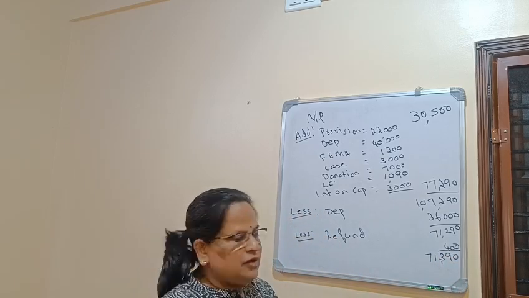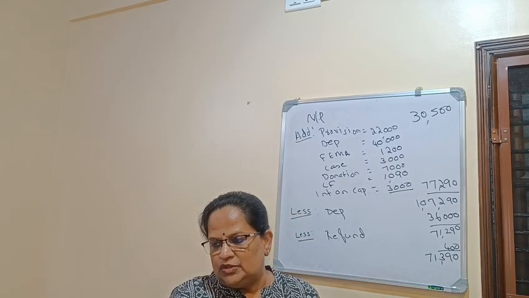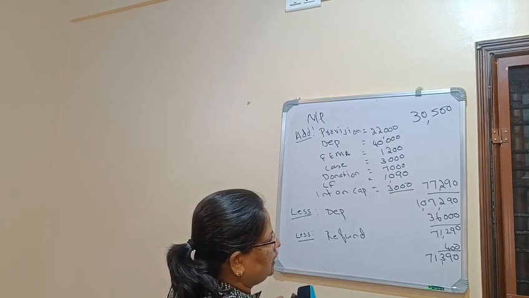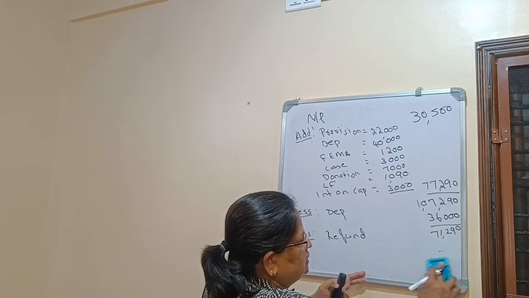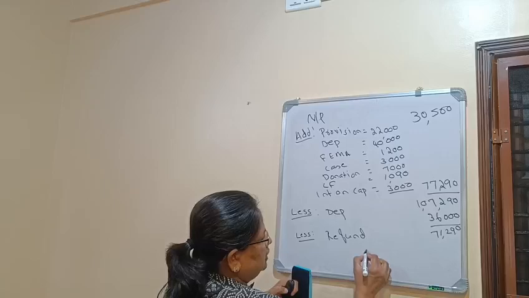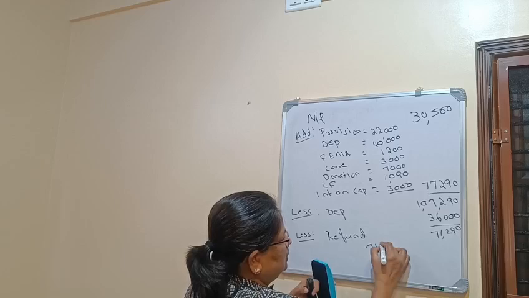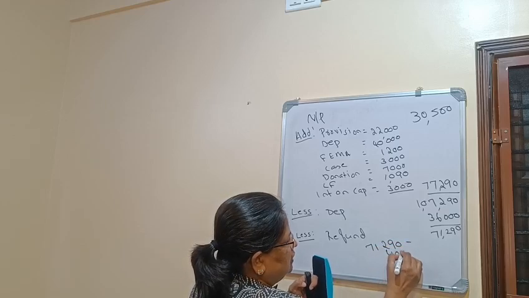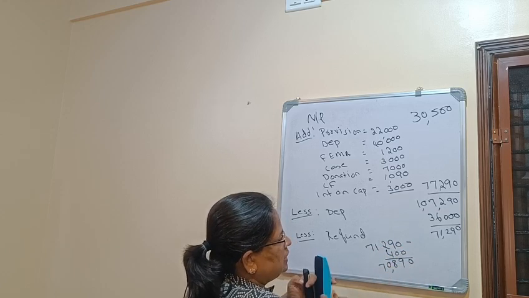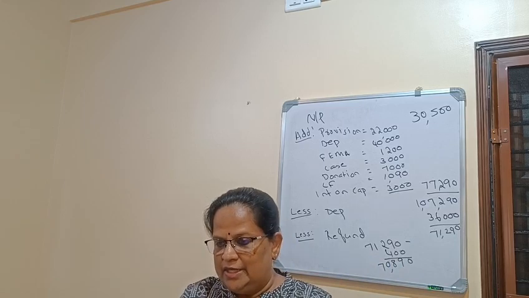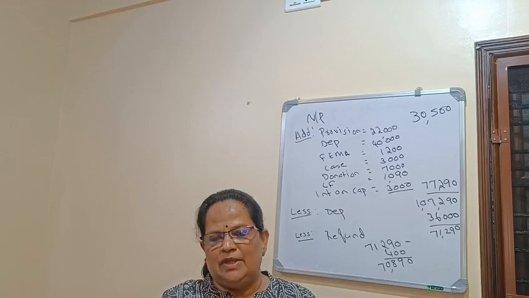Refund of income tax 400. So less income taxable under other heads of income. So 70,890. That is the taxable income, business income.